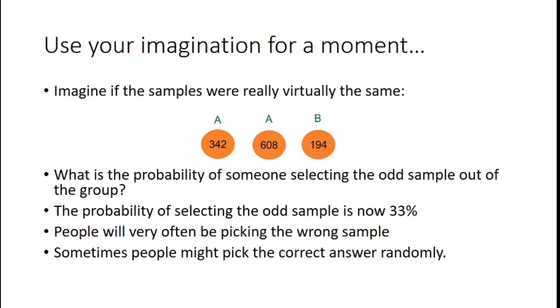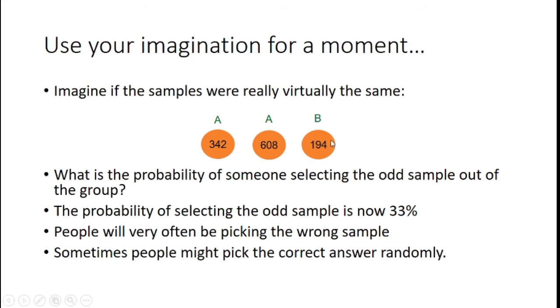I'm assuming they're delicious. But again, that's not the question. The question isn't, are they delicious? It's, are they the same or are they different? In this case, the odds of selecting the odd sample now is 33% because, again, functionally, there's no differentiation between these samples at all.